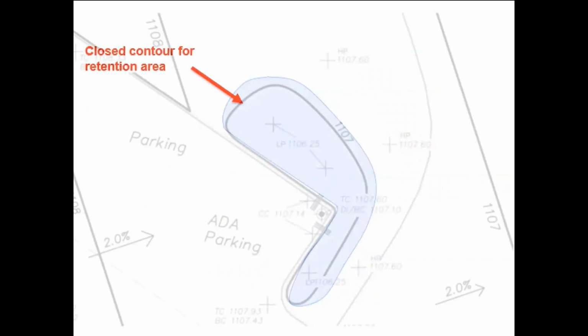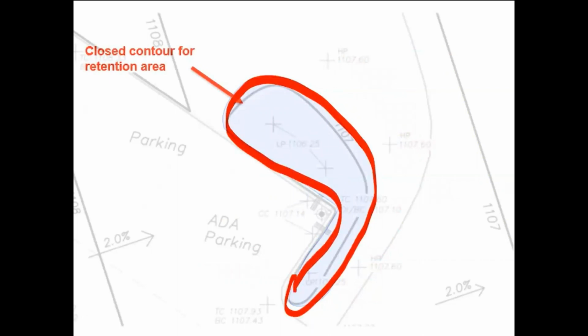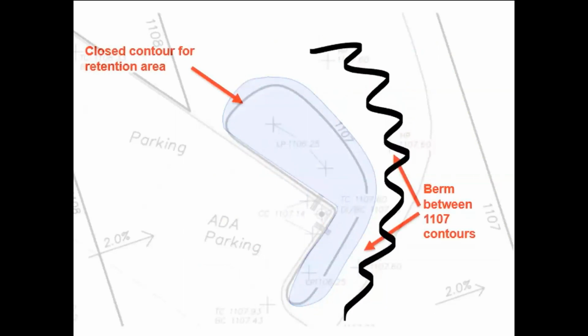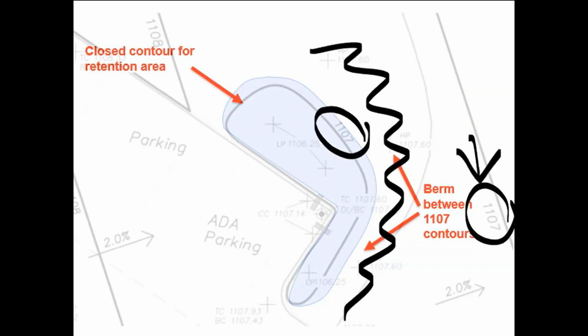So now we have a closed contour that basically represents the extent of the bioretention area. And I want you to note, this closed contour is running along the back of this curb. So it could be much steeper at the back of that curb, much deeper than it would be on the front side of that curb. The berm, of course, is created between the two 1107 contours. That is the 1107 of the existing design and the 1107 for the bioretention system.